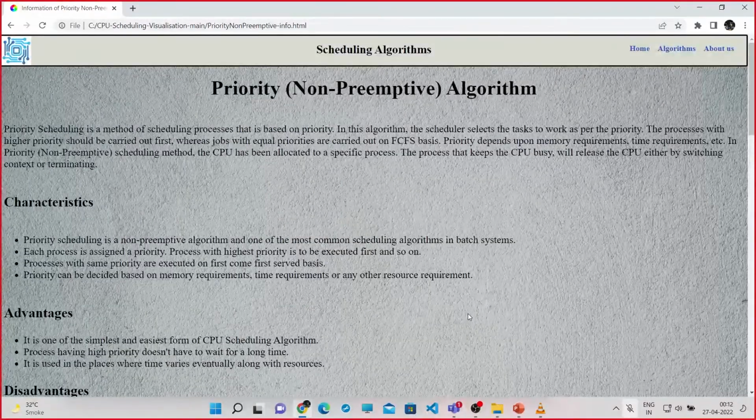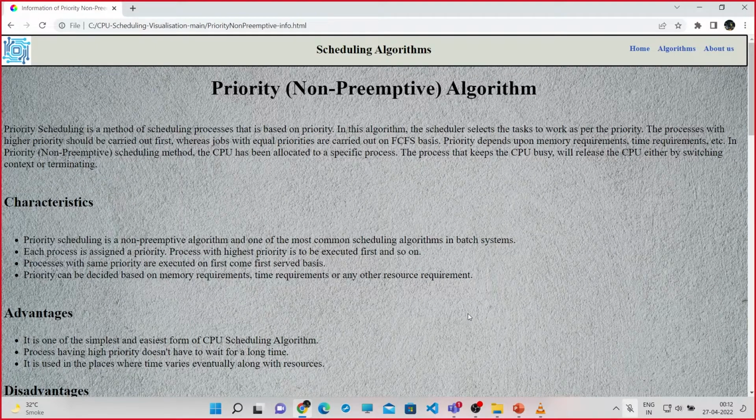Priority non-preemptive algorithm. Priority scheduling is a method of scheduling processes that is based on priority. In this algorithm, the scheduler selects the tasks to work as per the priority. The processes with higher priority are carried out first, whereas jobs with equal priorities are carried out on an FCFS basis. Priority depends upon memory requirements, time requirements, etc.